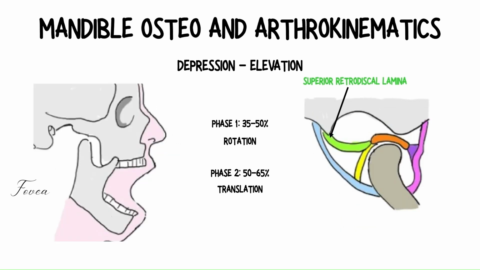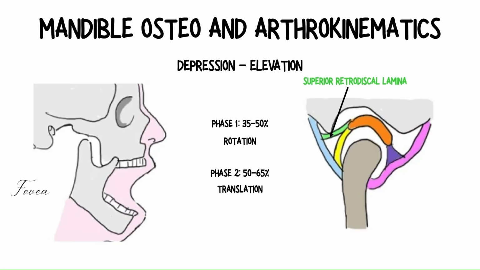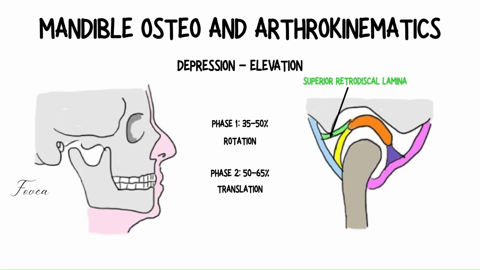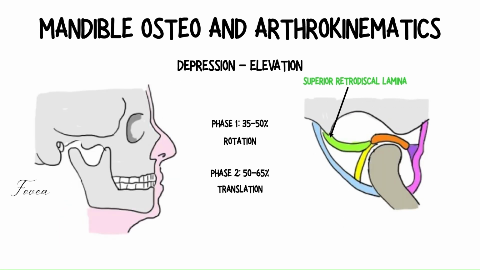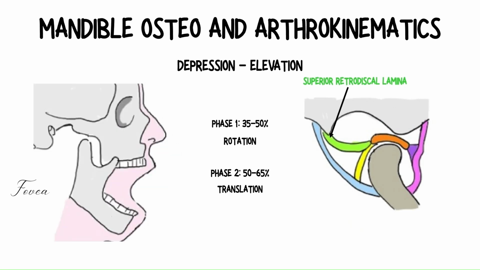Closure occurs in reverse order. It is called elevation and has an arthrokinematic dynamic opposite to that of depression. When the mouth is fully open and prepared to close, tension in the superior retrodiscal lamina begins to retract the disc, facilitating the first phase of closure. The next phase is characterized by rotation of the condyle within the concavity of the disc, which ends when contact between the upper and lower dental arch occurs.